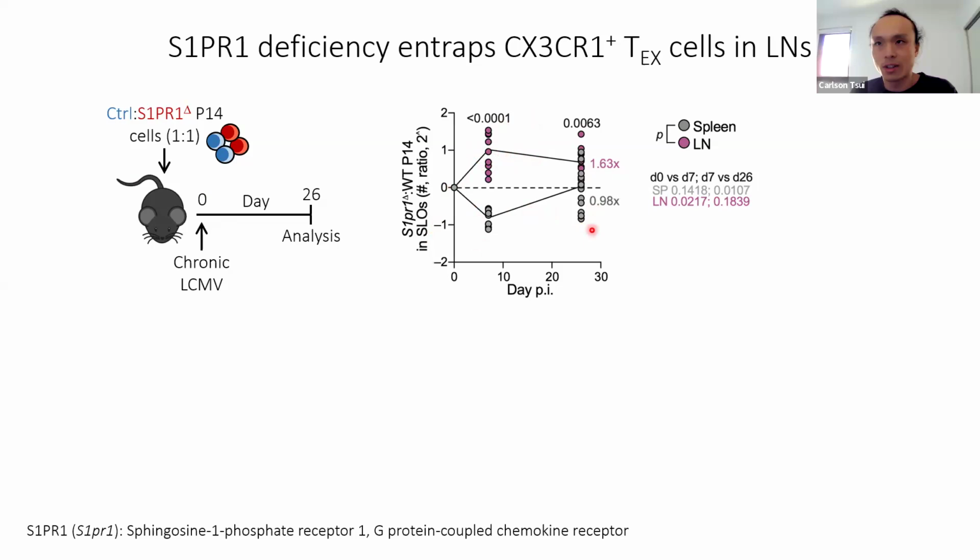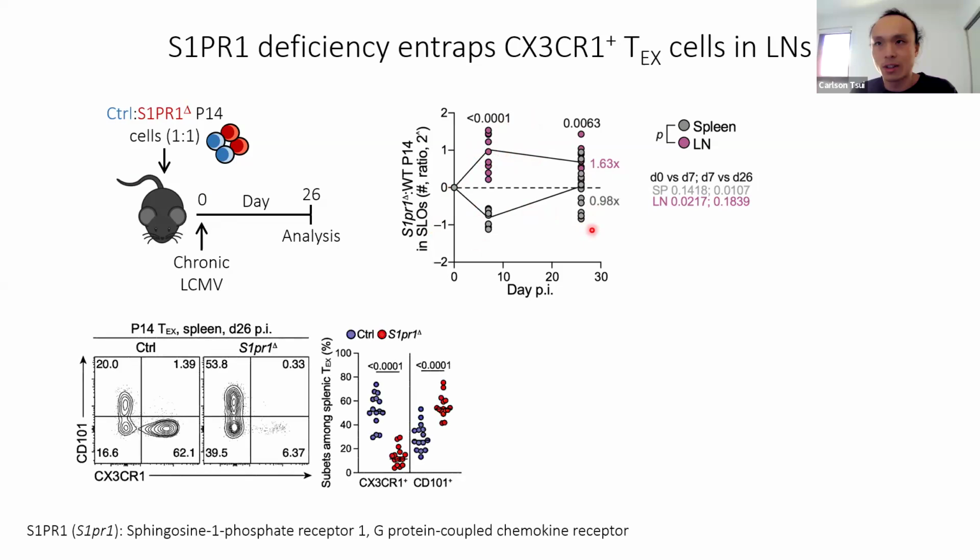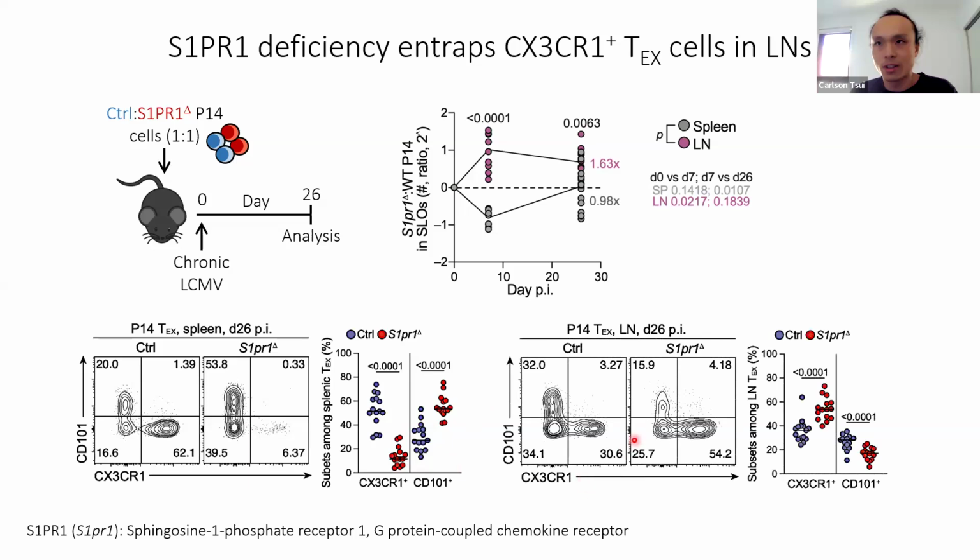They were overrepresented in the lymph nodes throughout infection, while there's a trend of underrepresentation within the spleen. And when we then look at the distribution of different TEX subsets, we found that in the spleen we have quite a significant reduction of CX3CR1-positive TEX cells. Instead, more cells are CD101 positive. However, when we look at the lymph nodes, we see the opposite trend. We see an accumulation of CX3CR1 TEX cells and a reduction of CD101 TEX cells.